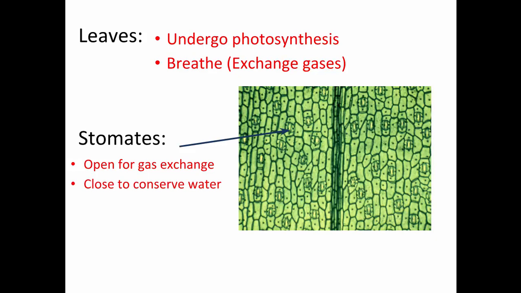Also, when those stomates are open, water can escape. So there are some times when a plant will close those stomates to conserve that water. For example, on a very hot, dry day, a plant might close those stomates because it's losing too much water and there's a chance it might dehydrate. And then it might open those later on when the sun's not as intense or in the evening to allow that carbon dioxide in. So it's one way for plants to maintain homeostasis in terms of their water balance.